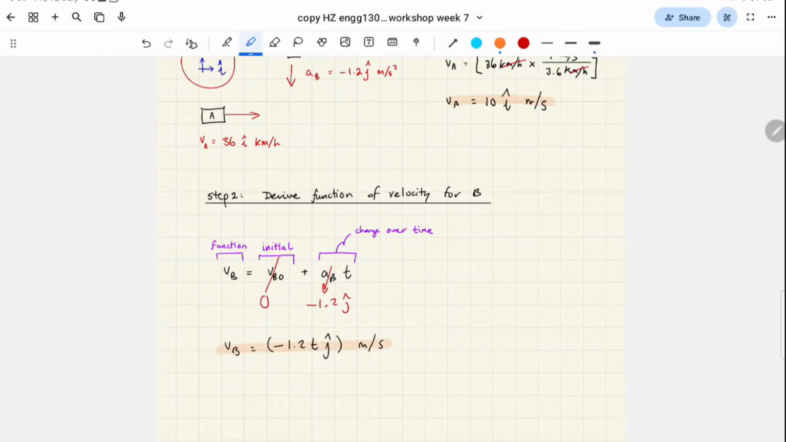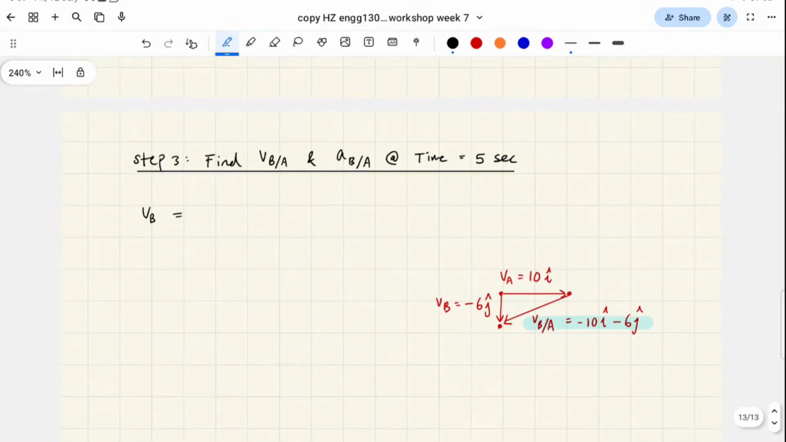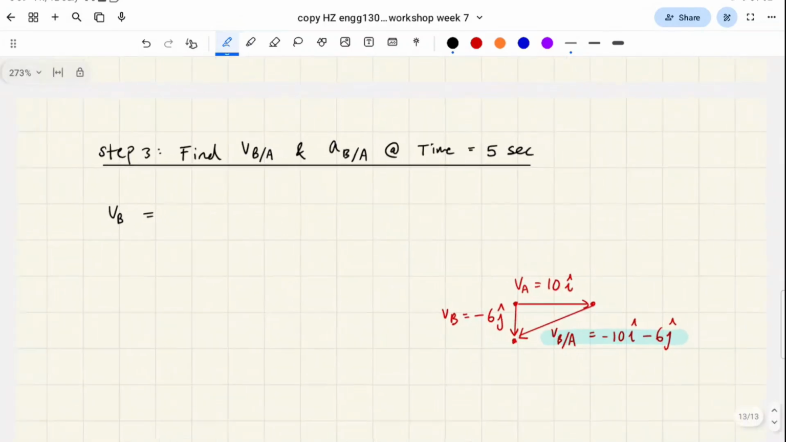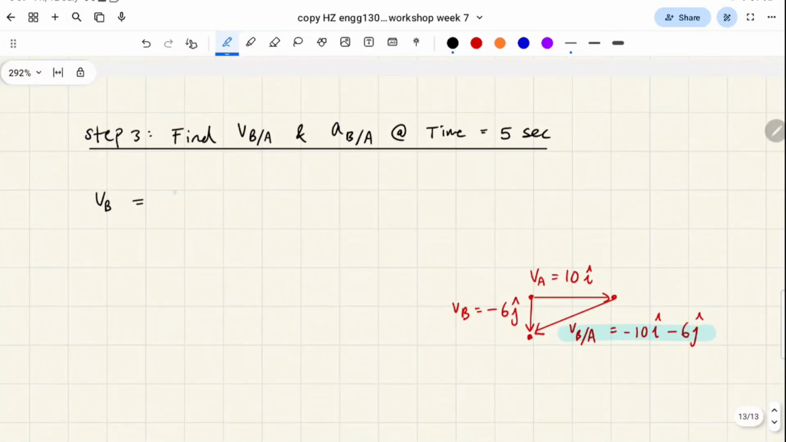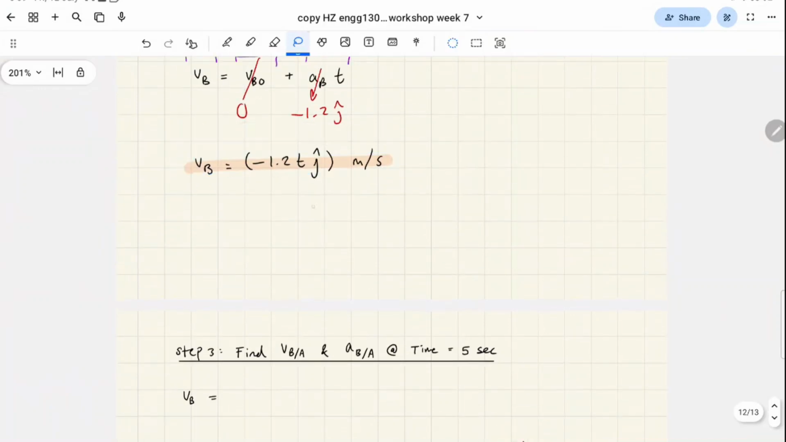So we've got an expression for A and an expression for B's velocity as well now. We want to find the relative velocity, and not only that, we want to find the relative acceleration, and we want to find what the values are at time equal to 5 seconds, so 5 seconds after the car starts moving. So basically, we have this, let me just copy this over.